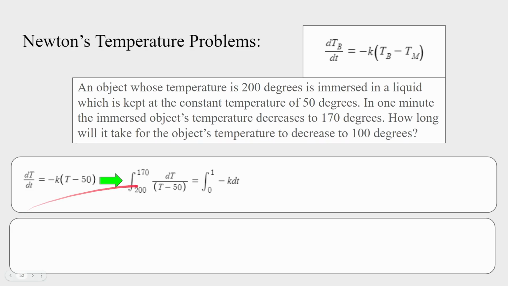Okay, so we know that we can bound our integral. First of all, this is a separable equation. We can bound our integral from 200 to 170 as it is decreasing. Okay, remember that it is decreasing, so 200 to 170. And that is equal to 0 to 1, negative k dt, because in 1 minute it decreases from 200 to 170 degrees.